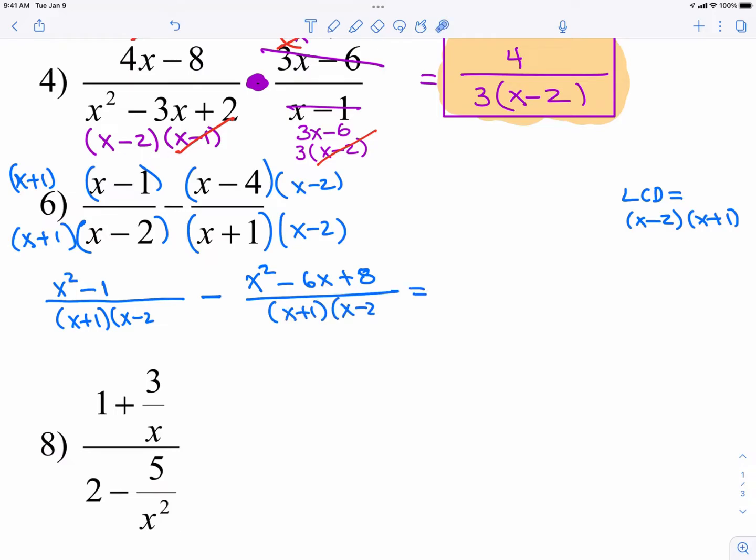Now we can simply combine like terms in the numerator, but remembering that there is a subtraction in the middle. So when you subtract the x squared minus this x squared, those are going to cancel each other out.